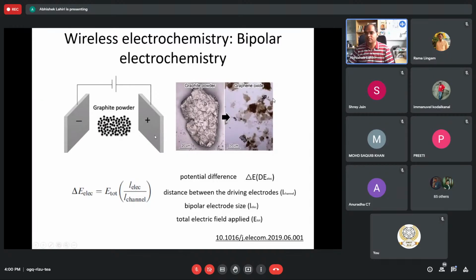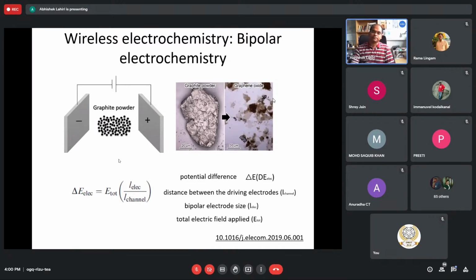And this is the reason why it is known as wireless electrochemistry or bipolar electrochemistry. So the material which is in the solution is not in contact with either of the electrodes, yet you're having an electrochemical reaction which is taking place. So therefore, it is a wireless sort of technology you can think of.